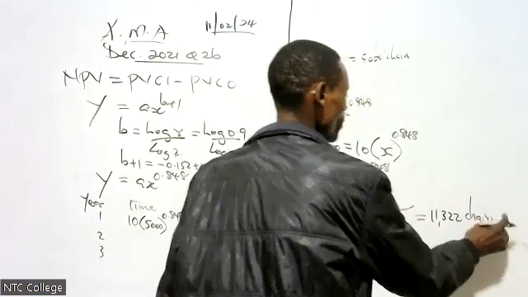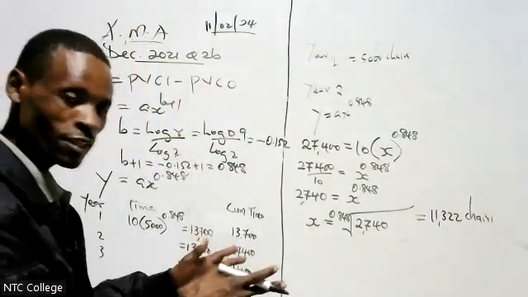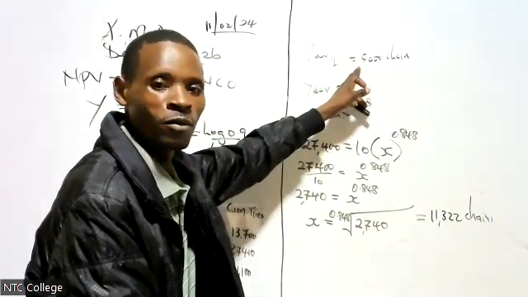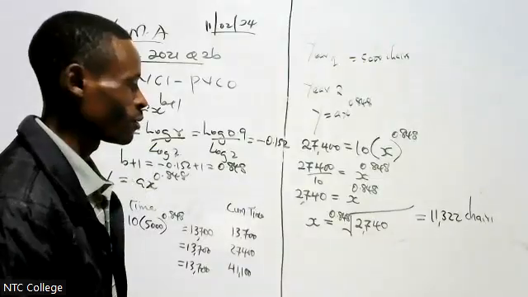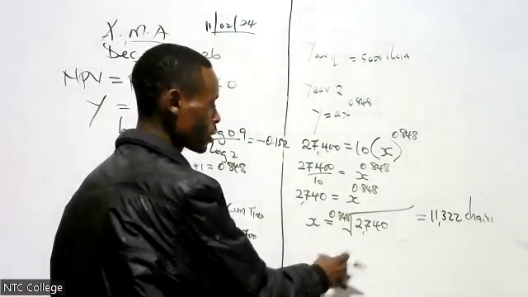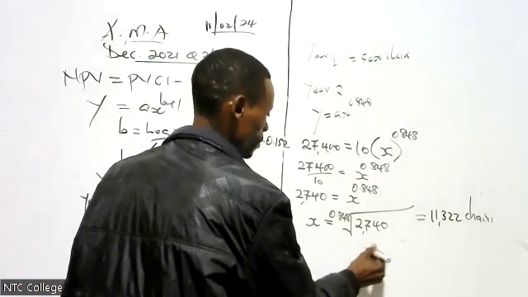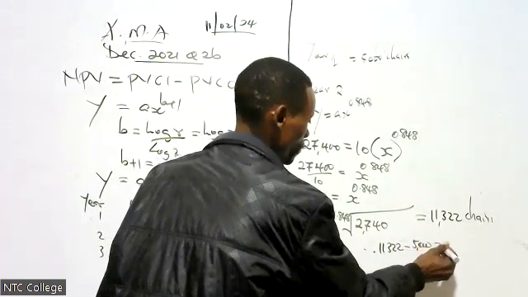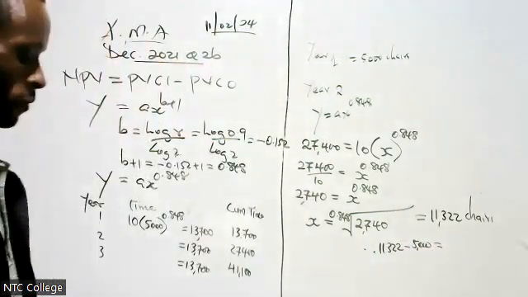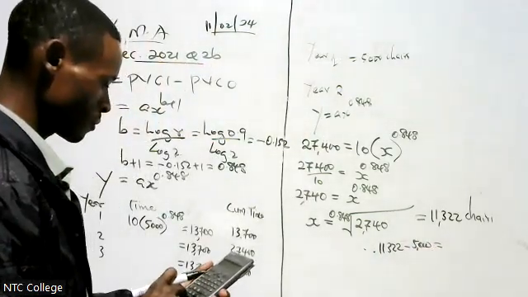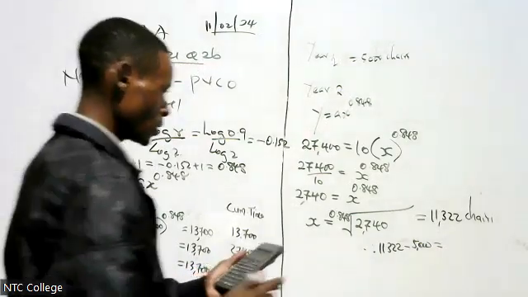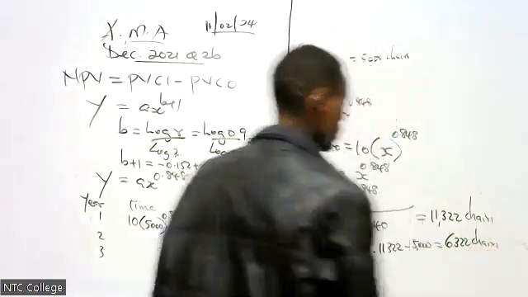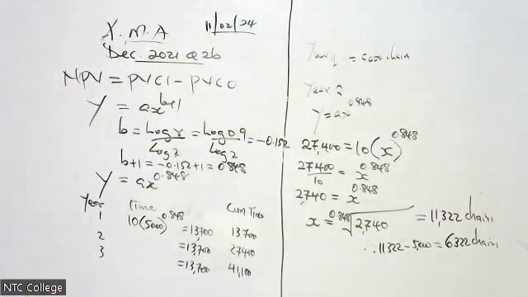And then my good people, remember these are cumulative. So to get the exact production in that particular year, you remove 5,000. So that you can get the exact production in year 2. Therefore it will be 11,322 minus 5,000, giving us 6,322 shares.